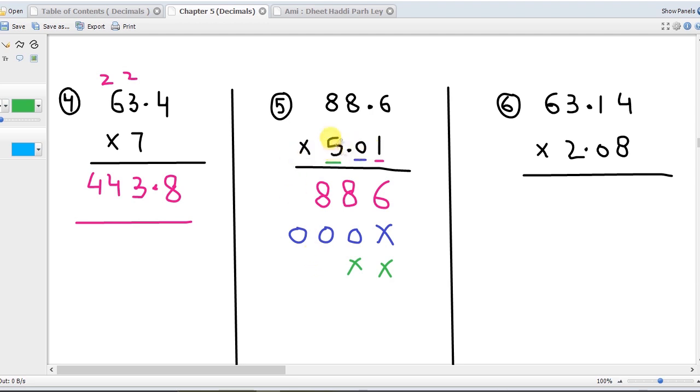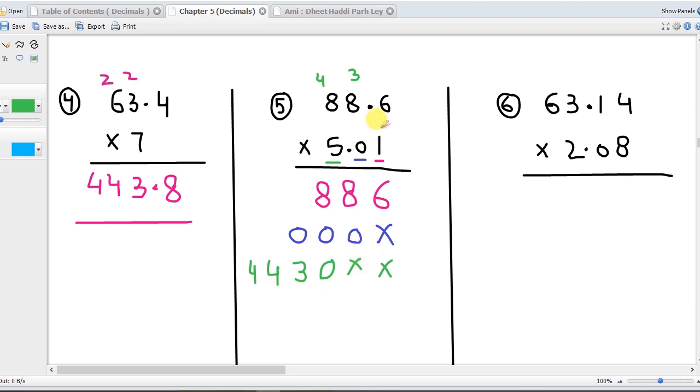So now I have to multiply 886 with this 5. 6 times 5 is 30. Write 3 here, 0 here, 3 goes on carry. And 8 times 5 is 40, 40 plus 3 is 43. Write 3 here, 4 goes on carry. 8 times 5 is 40 plus 4 is 44.